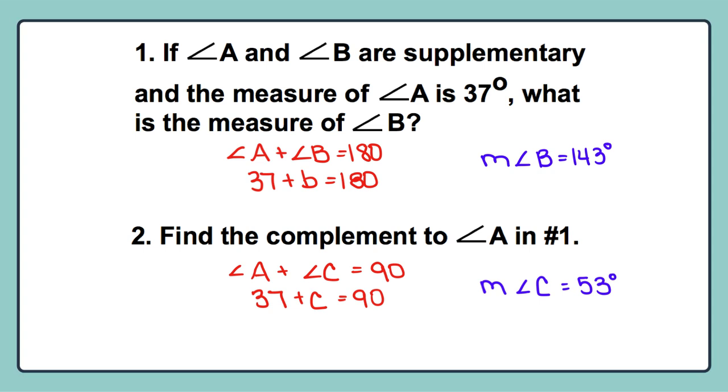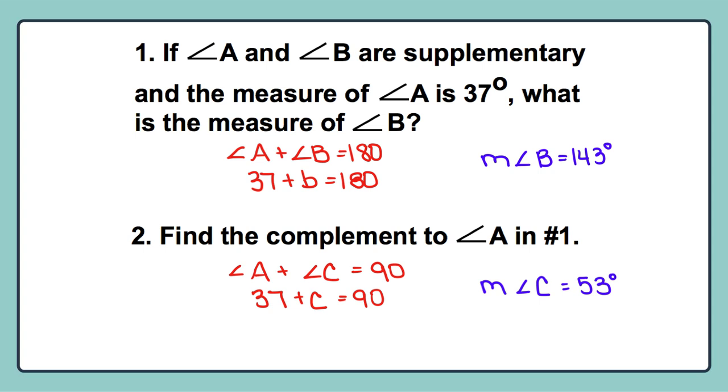So I have a question. Can anything have a supplement as long as it's not already 180? Correct. But not everything can have a complement unless it's less than 90. All right, so what's the supplement to the 53-degree angle, Wesley? 127. 127. All right, let's move on.